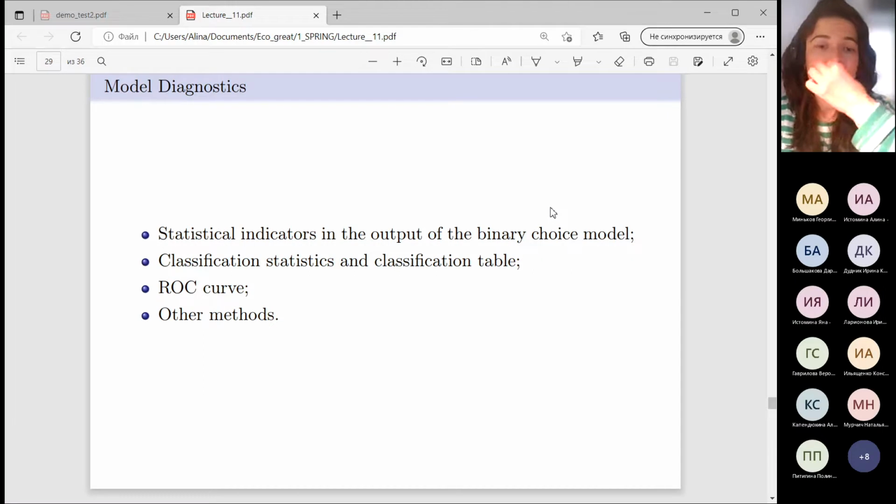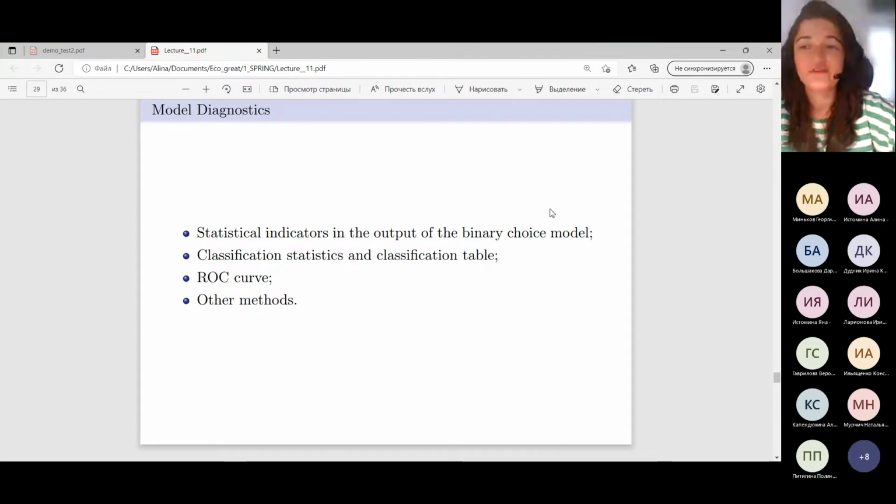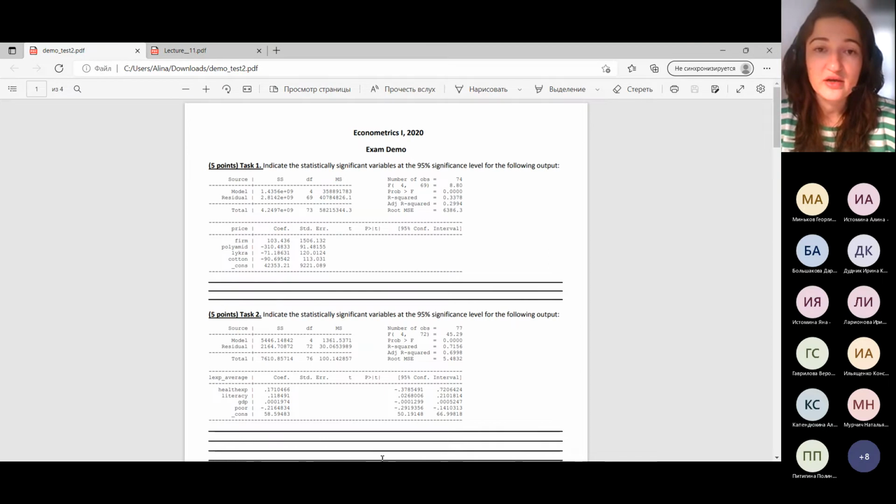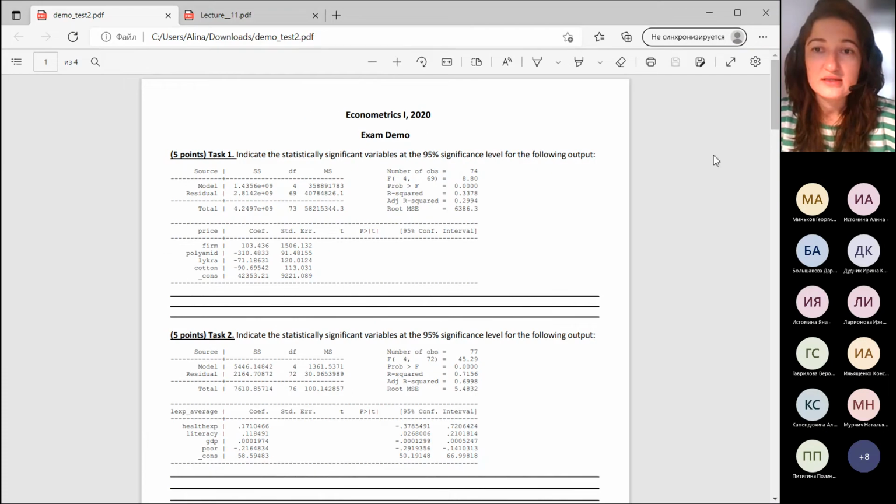So, I think that we should stop here, even 5 minutes before. Okay, let's finalize this about the model diagnostic next time. But also, I want to remind you that next time you will have the test, okay, on Tuesday.